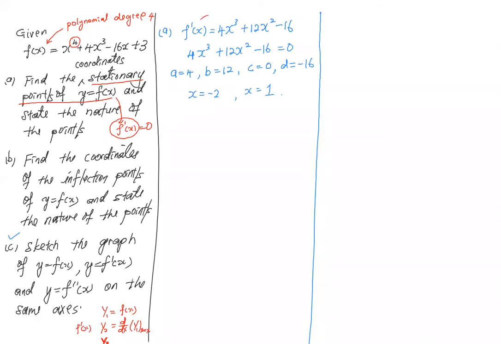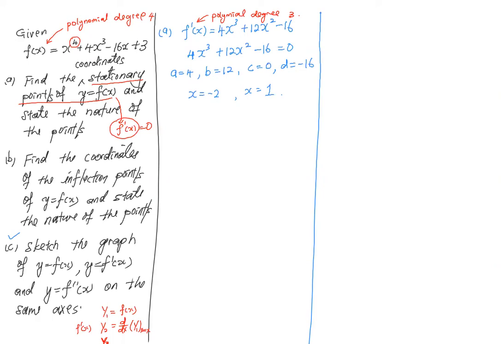So f'(x) will be a polynomial of degree 3. So for a polynomial of degree 4, maximum how many turning points? How many stationary points? Maximum.